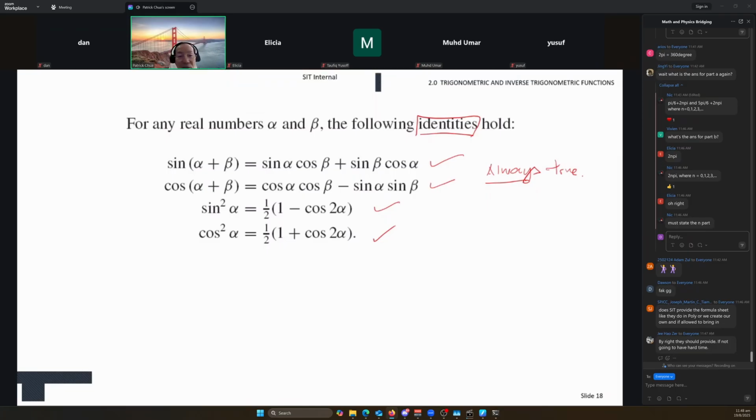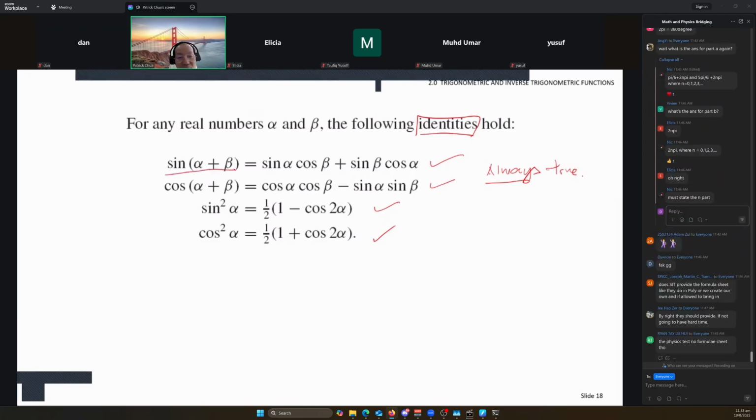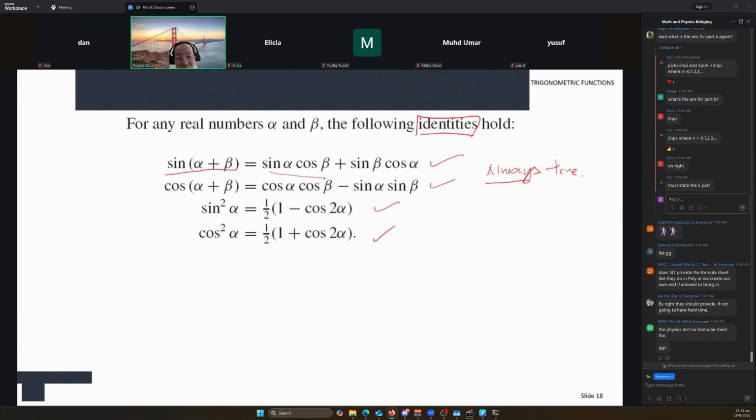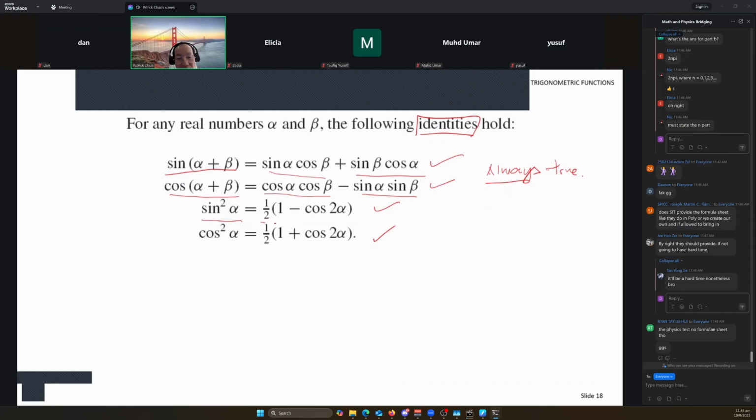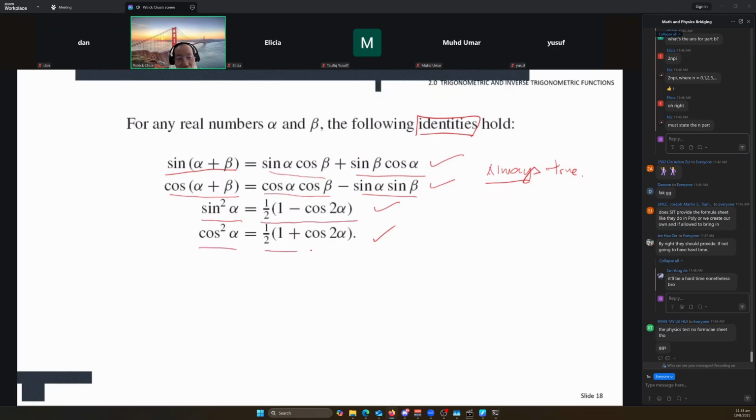Okay, all right. So sine of alpha plus beta is sine alpha cos beta plus sine beta cos alpha, and cosine of alpha plus beta is cos alpha cos beta minus sine alpha sine beta. Sine squared alpha is half bracket 1 minus cosine 2 alpha, and cos squared alpha is half bracket 1 plus cosine 2 alpha. Then there are many more. All is just to refresh. You go into the internet and key in identities, and a lot of identities will come out.